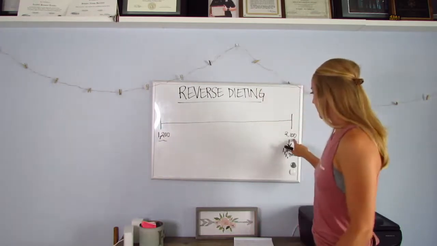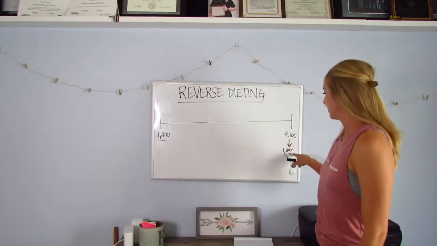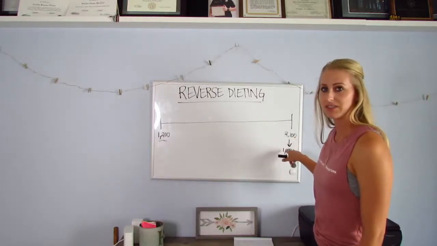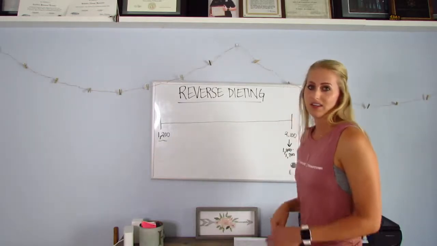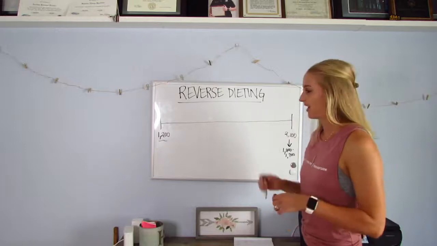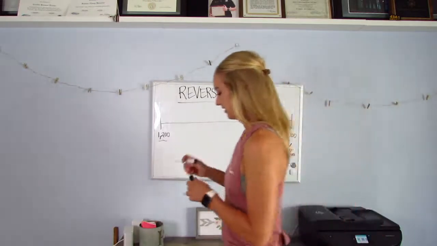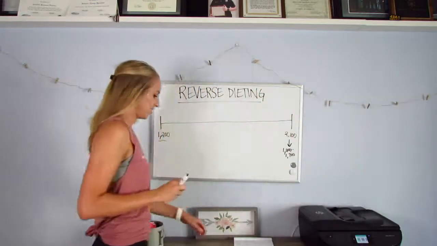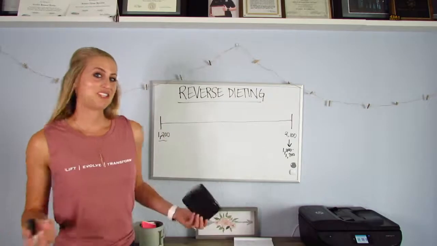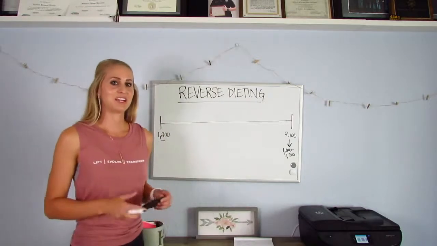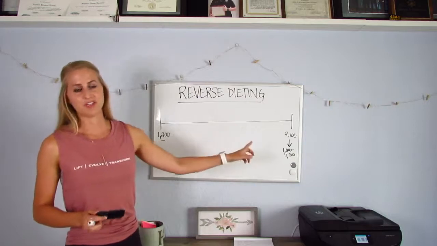But if we can take the time to reverse diet her to 2,100 calories, spend some time there, and then drop from there, she's actually going to be dieting on 400 to 500 calories extra than her body was used to several months prior. So how we would start this reverse dieting process is going to vary on a couple of different things. How fast and how patient you are is really going to determine how quickly you can get from 1,200 to 2,100 calories.